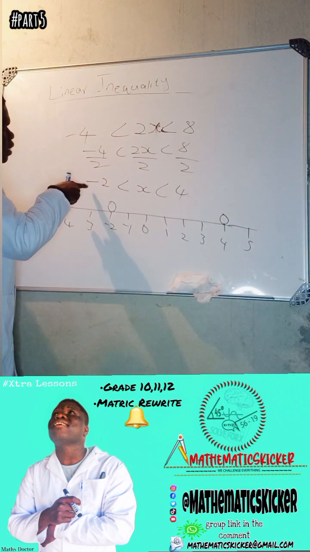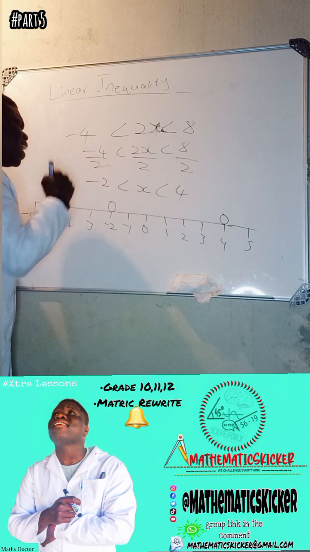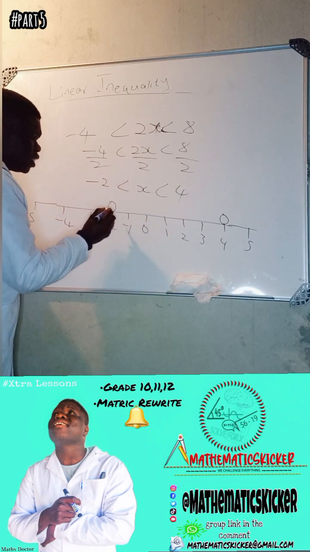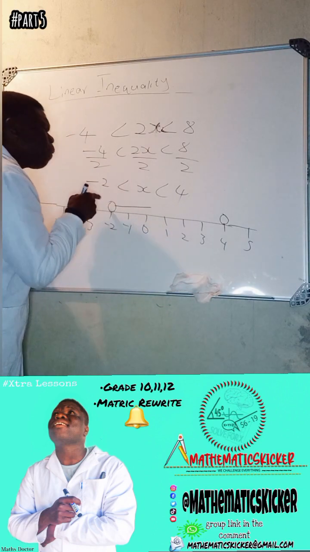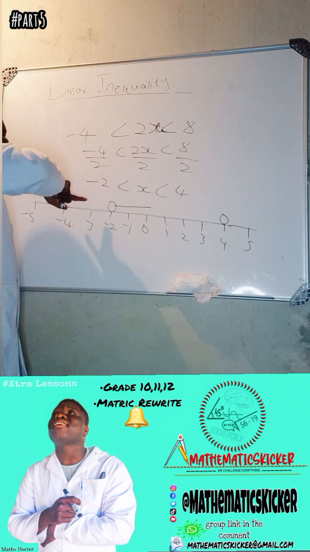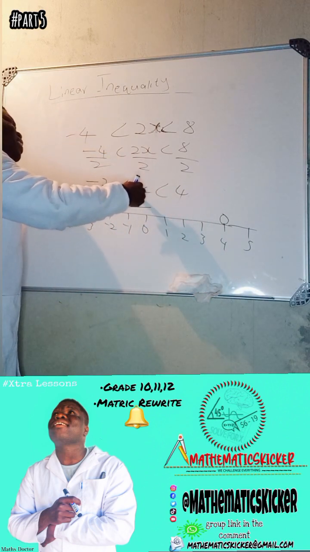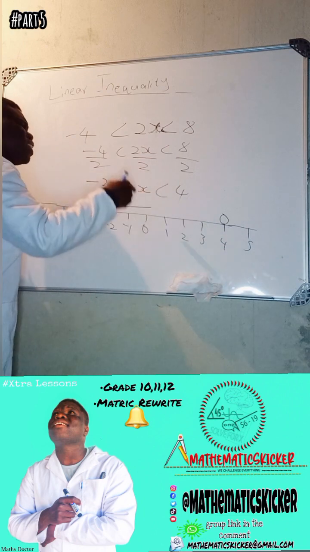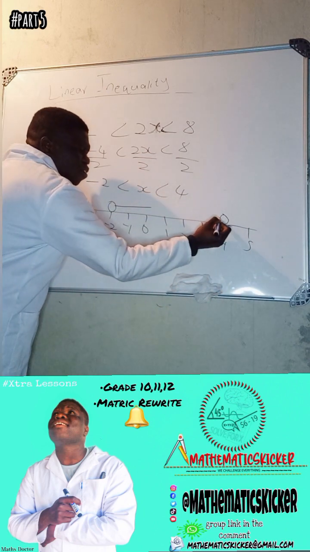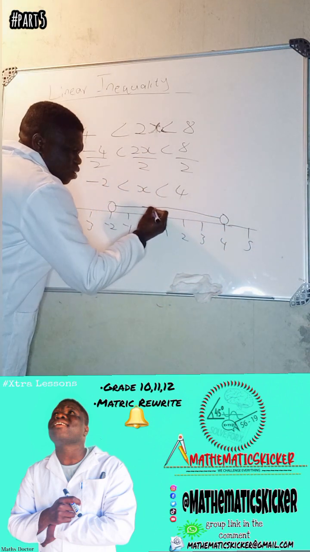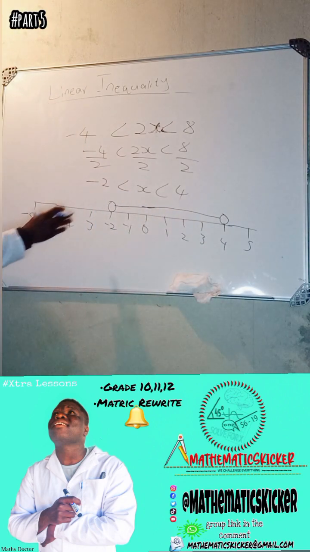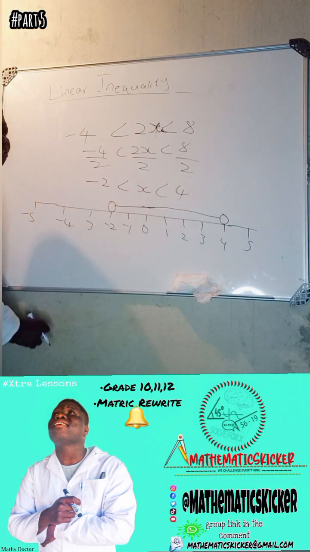Then we are saying that negative 2 is less than x. It means that x is greater than minus 2, right? It means x will be found on this side. Then x again is less than 4. It means that 4 is greater than x. We'll find it on this side. That's when we conclude. That's how we do it, all right?